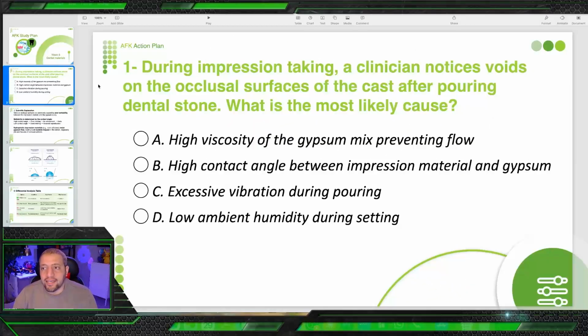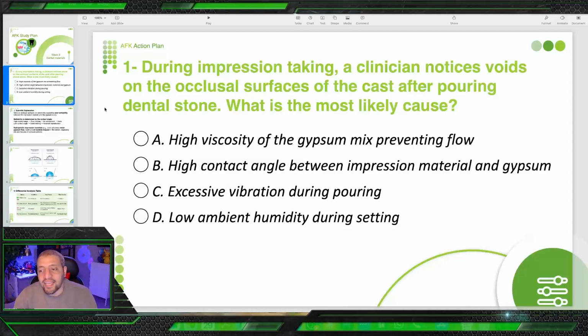During impression taking, a clinician noticed voids on the occlusal surface of the cast after pouring the dental stone. So you did the impression and then the cast itself ended up with a void. So what is the most likely cause, or the reason? High viscosity of the gypsum mix preventing flow? Oh, might be, but this will be generalized. It will not be one point.